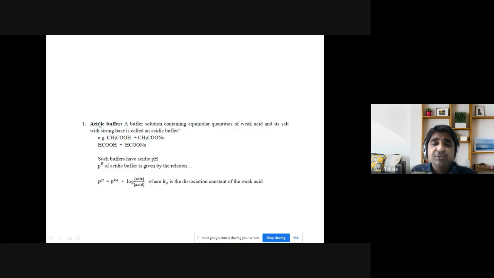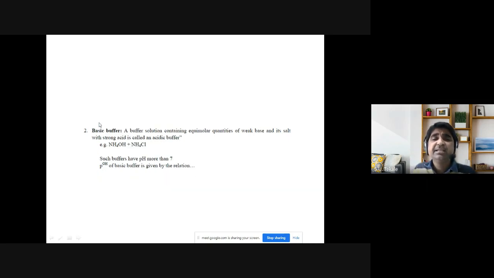An acidic buffer solution is a buffer solution consisting of equimolar quantities of weak acid and its salt with strong base. And the pH range for this acidic buffer is in between 0 to 7. The pH of this acidic buffer is calculated by using the Henderson equation, that is pH is equal to pKa plus log of concentration of salt upon concentration of acid. That is for acidic buffer.